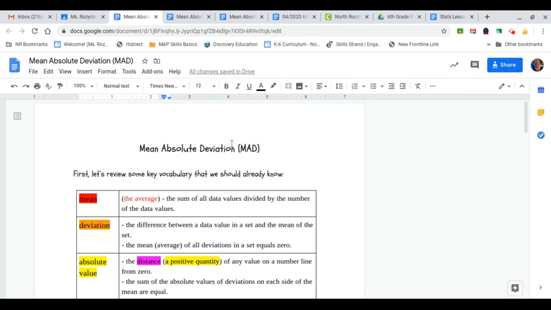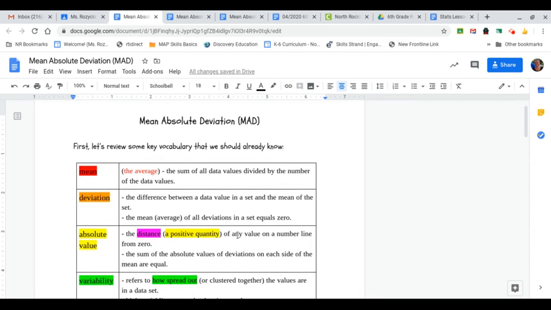For today's lesson, I decided to attach my own notes to help in any way I can. Today's lesson is called the Mean Absolute Deviation, or MAD. There's some key vocabulary up here that you should know already.